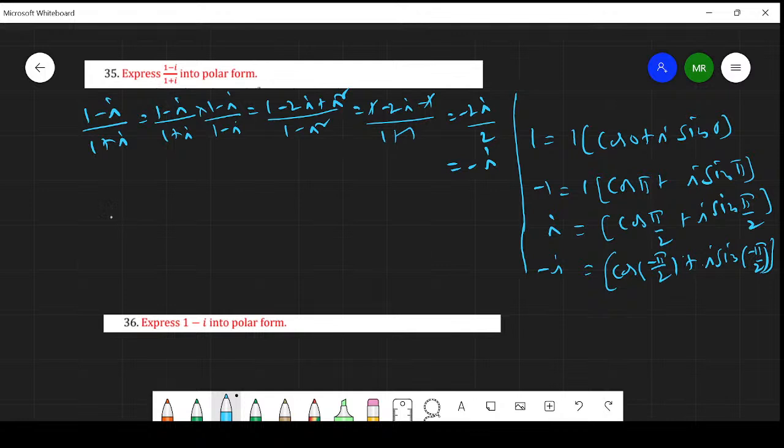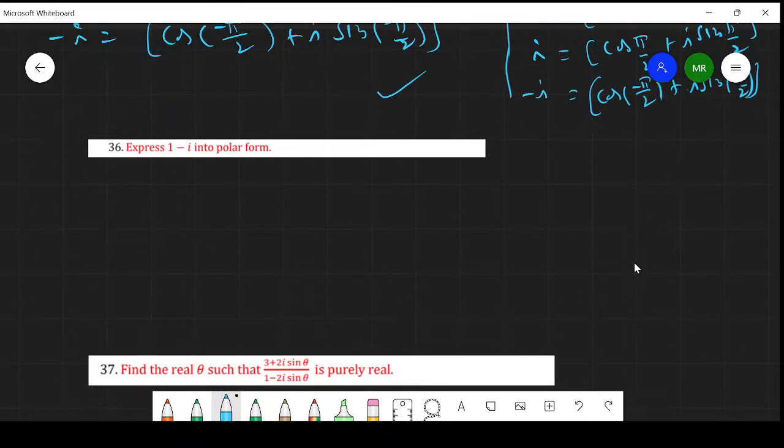So when given minus i, I can write directly, as I told you, cos of minus pi by 2 plus i sin of minus pi by 2. That will be the polar form. You can write this directly, no problem. Remember these four and write your answer directly. I told you, you can also write cos 3 pi by 2 plus i sin 3 pi by 2, which is also correct. I hope you understood this.